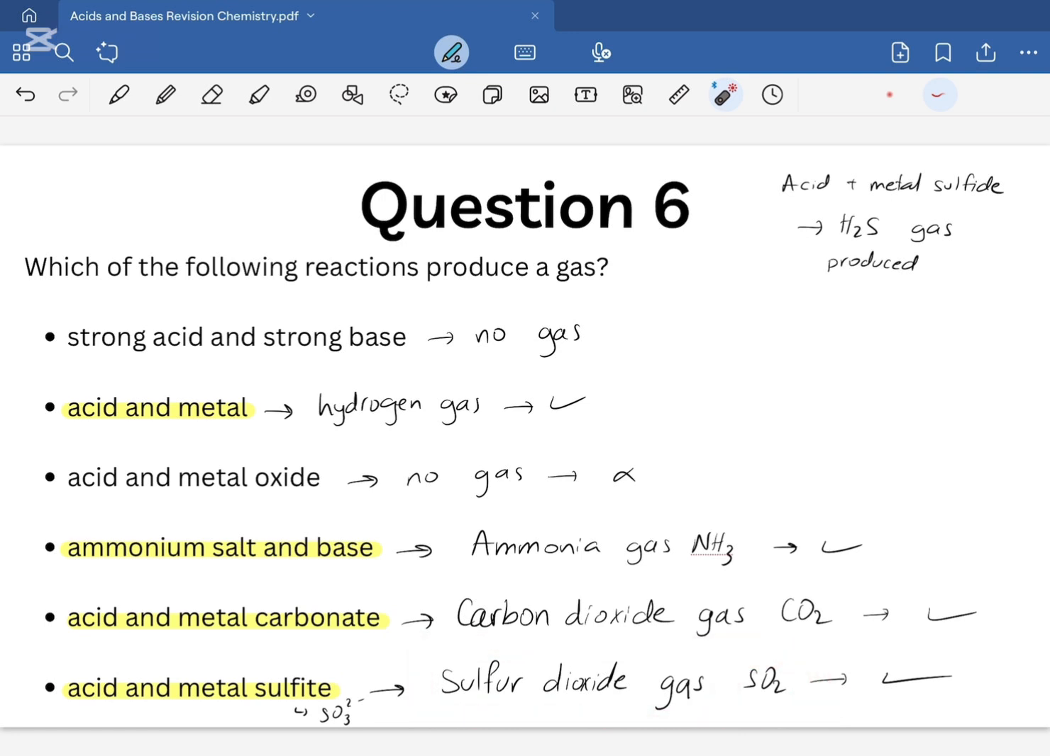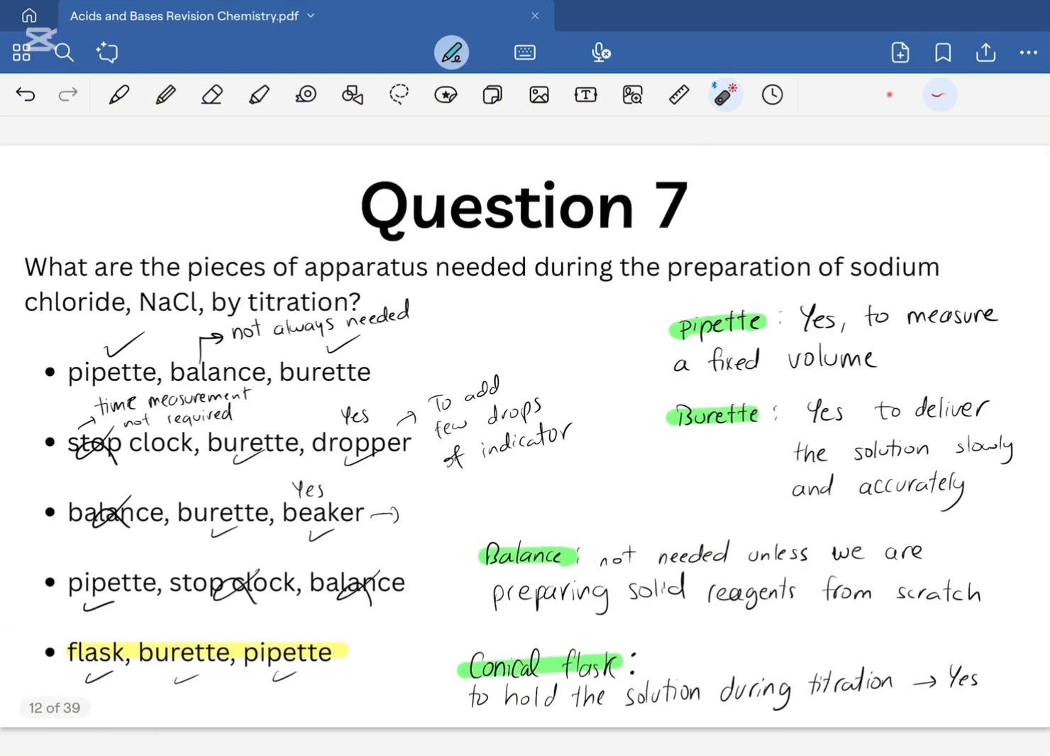And if acid and metal sulfide was also an option, it would also be correct, as the hydrogen sulfide gas would be produced, which is H2S. Now for question 7, what are the pieces of apparatus needed during the preparation of sodium chloride, NaCl, by titration?